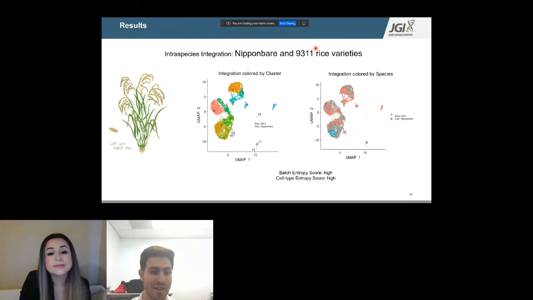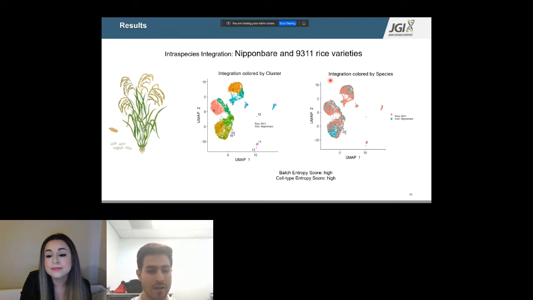So here is the intraspecies integration of both the rice cultivars, Mendoza and the 9311 rice variety. On the left figure, you can see it is colored by cell type. And on the right side, it is integrated by species, so it's colored by species.